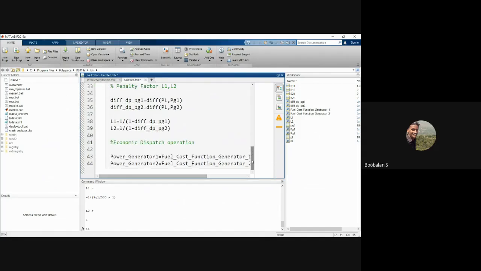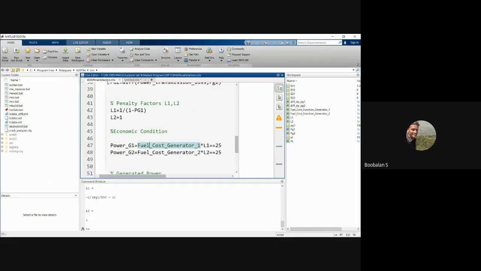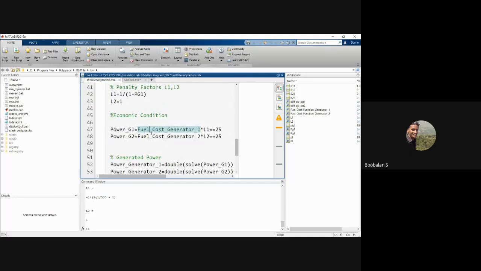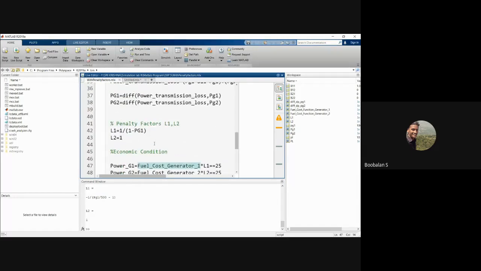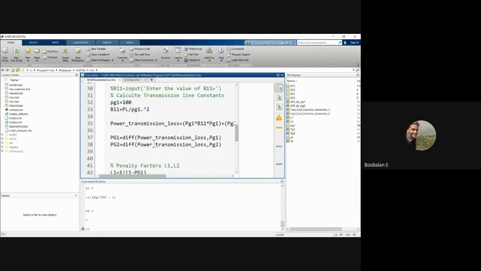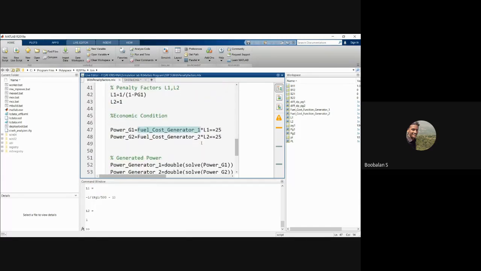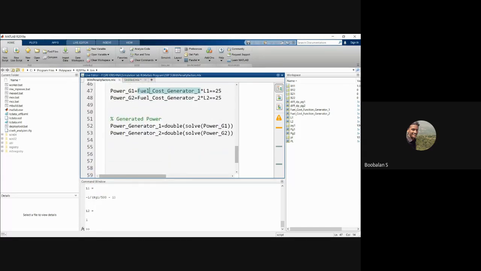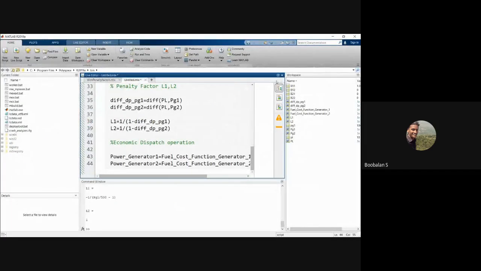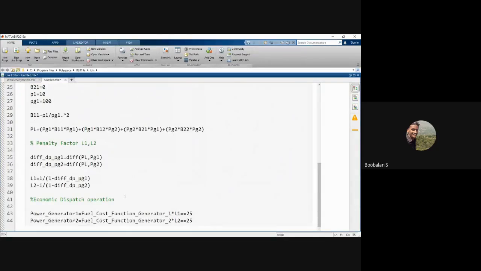Right? Now we need to use the solve function. The morning I tried it over here, so we have the solve function here. Fuel cost multiplied by 25 here, we just solved it, so no issue. We just solved about power 1. Now we're just going to solve it. Once again, let's maximize the window. So now you have an idea about the economic dispatch operation condition.